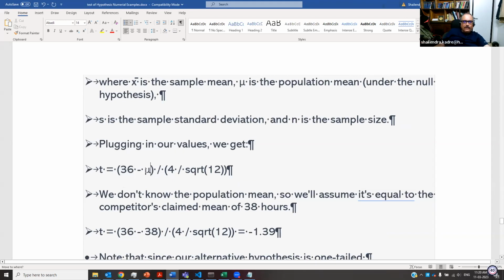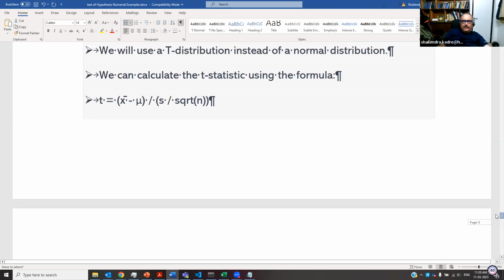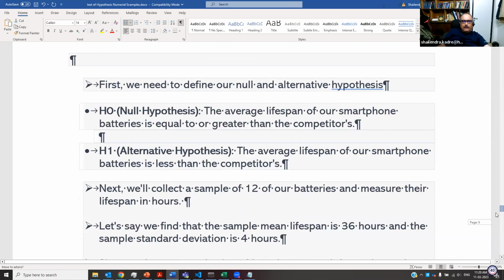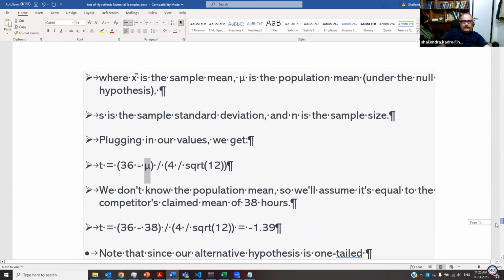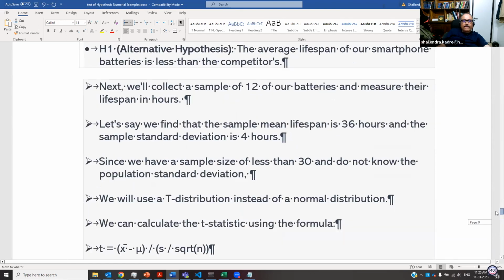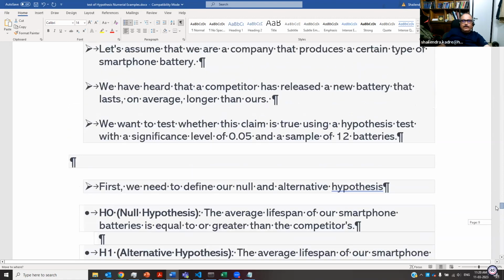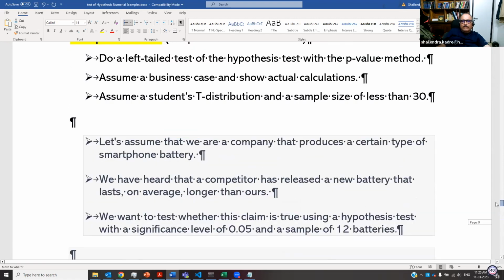So how are we solving this problem? We don't know the population mean, so we assume it is equal to the 38 hours the competitor claimed. The competitor's claim is in the null hypothesis. We have assumed that. So, null hypothesis. Where is 38 here?